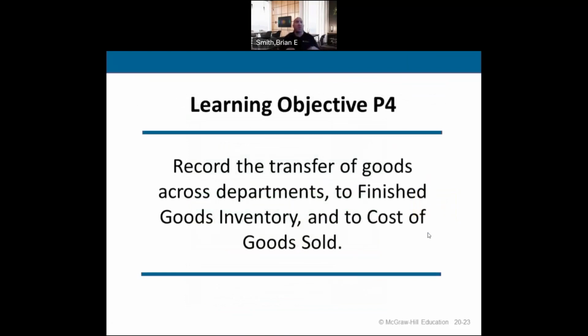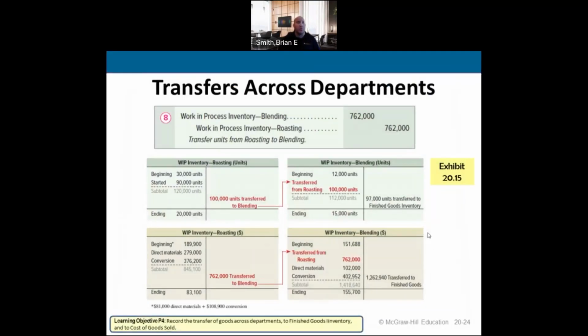Okay, now we're seeing the transfer of our goods across departments to finished goods inventory and cost of goods sold. So we take our work in process after we apply all of the information, and the top part's in units, the bottom part's in dollars, both from your roasting and blending departments. On the left-hand side you're roasting, the right side, you're blending. So we're moving 100,000 units to our blending. Our work in process in blending ends with 15,000 units, and we transferred 97,000 units to our finished goods inventory. In the bottom part, though, we transferred $762,000 of cost to blending, and then blending transferred $1,262,940 to finished goods. So we've completed those things.